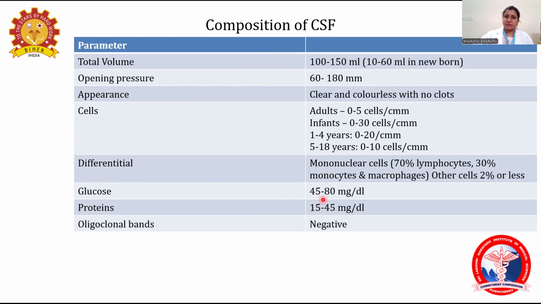Normally, glucose is also present in CSF. As I told, it's an ultrafiltrate of plasma, so it has some glucose and protein. Normal glucose content is 45 to 80 mg per deciliter, and protein is 15 to 45 mg per deciliter. And what are oligoclonal bands? They are some monoclonal immunoglobulins. They are generally not present in CSF, but in some conditions, like some diseases, these bands are present. So that's why we have to look for these oligoclonal bands in some conditions that I will tell you.